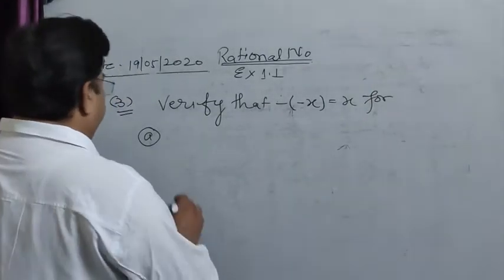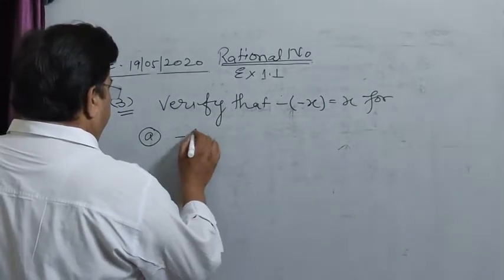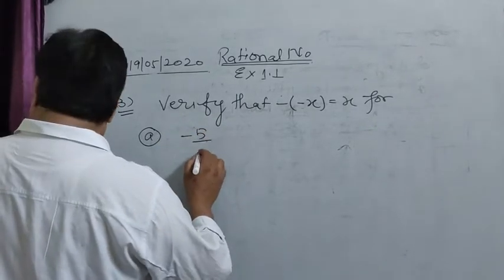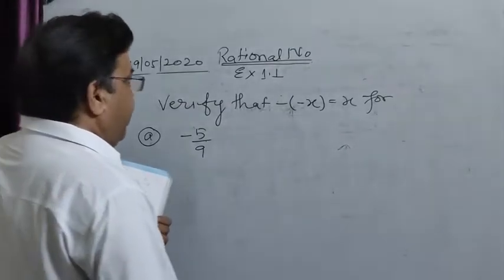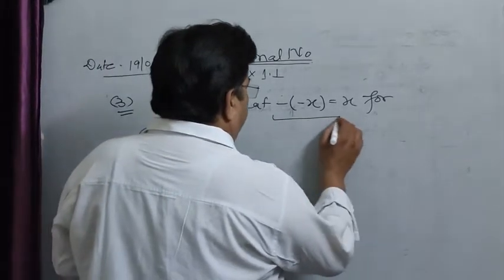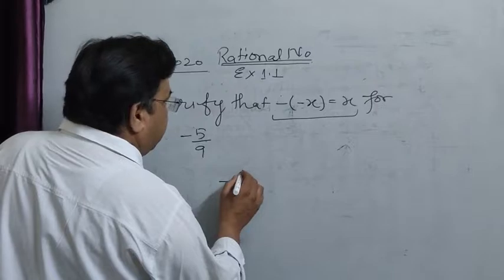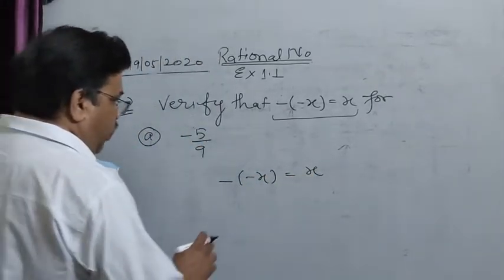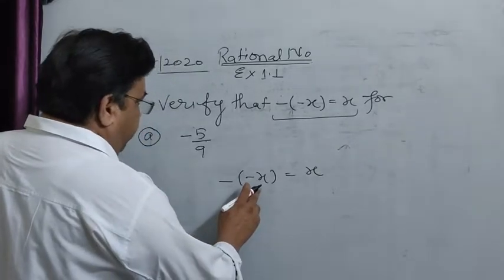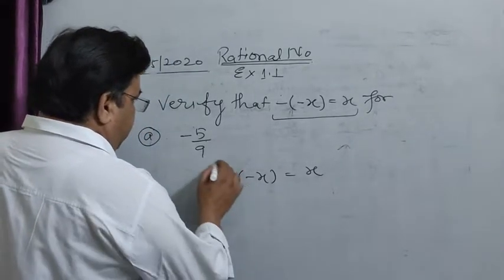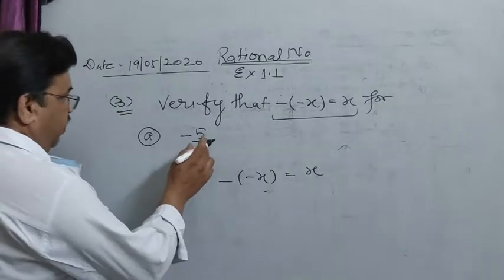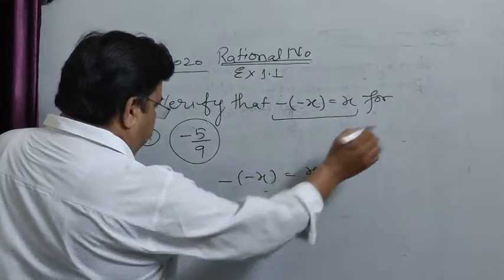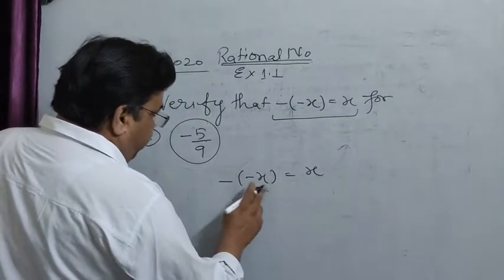I am starting from A. This number is given here. Take this equation here like this, minus of minus x, and you can put the value of x here. The value of x is given here. This is the value of x, and you can put this value in place of x.